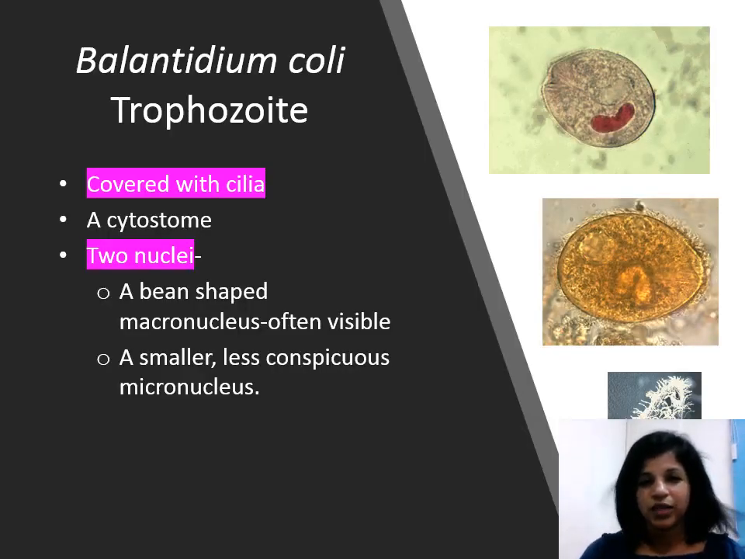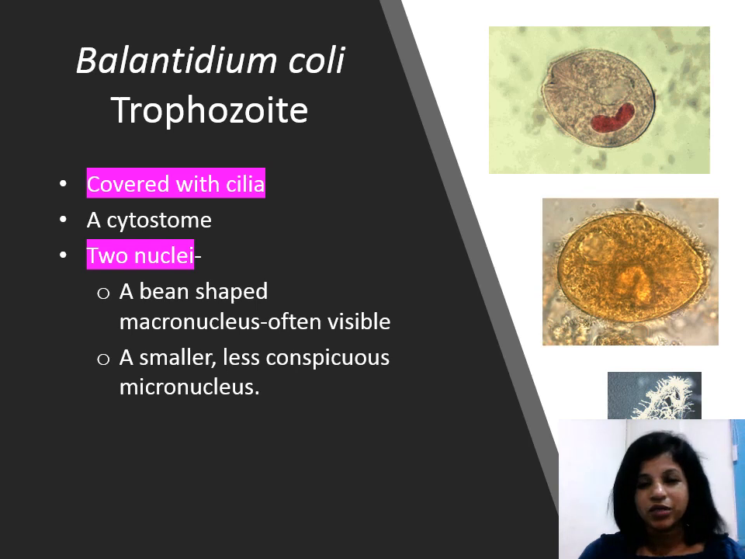This is again a normal saline wet mount. So what was shown there was Balantidium coli trophozoite. Now you could see that around that structure there were cilia covering the entire structure, and that is the clue. Generally, Balantidium coli is the only ciliate parasite causing intestinal infections in humans.